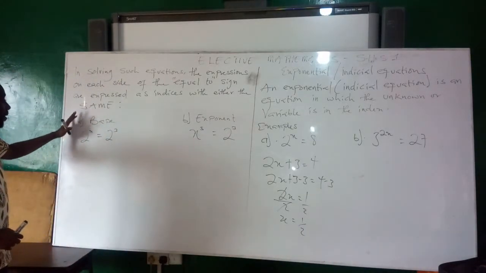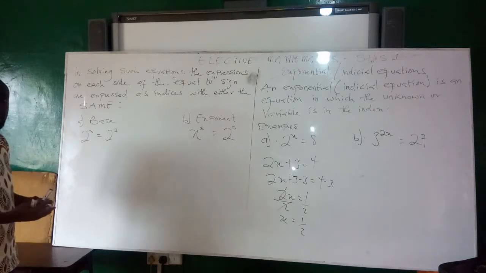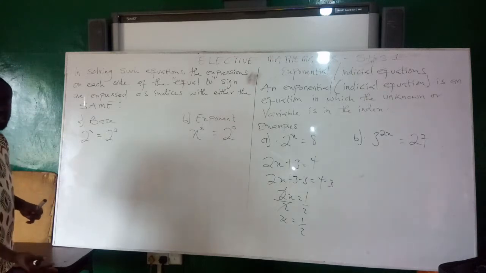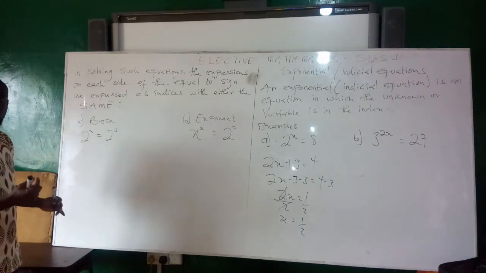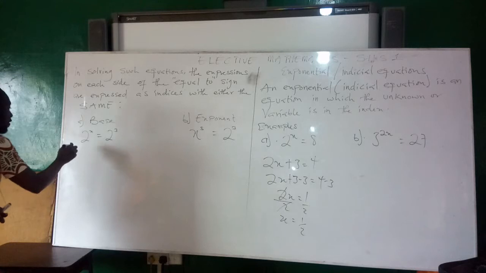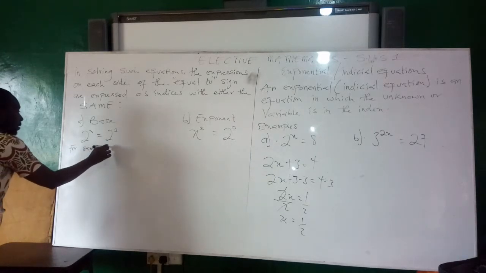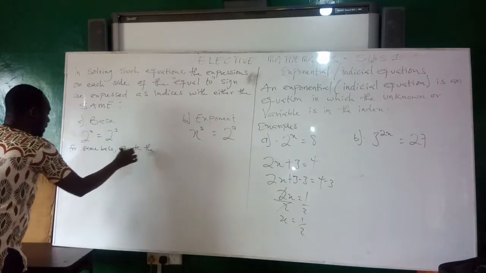So now for the same base, we said that when the bases are the same, after we've been able to make the bases the same on the left hand side and on the right hand side, then we can use the idea that when the bases are the same or equal, the exponents should also be equal. So for same base, we equate the exponents.